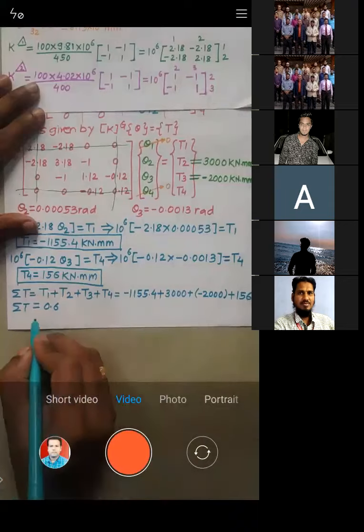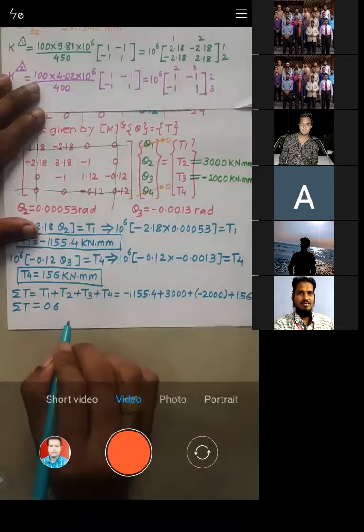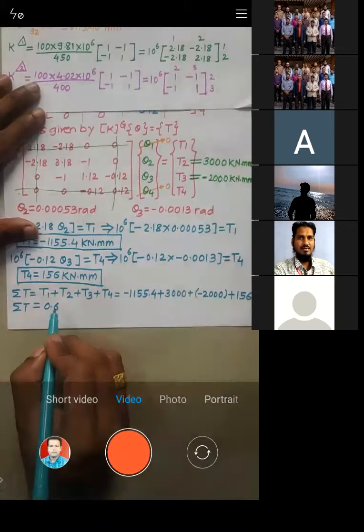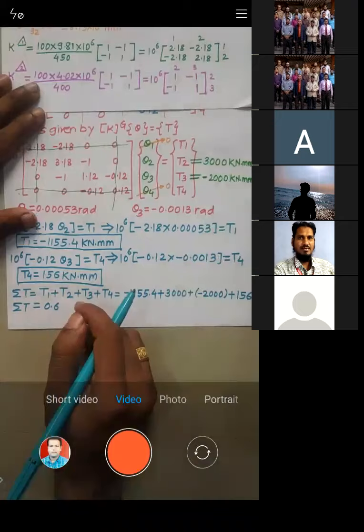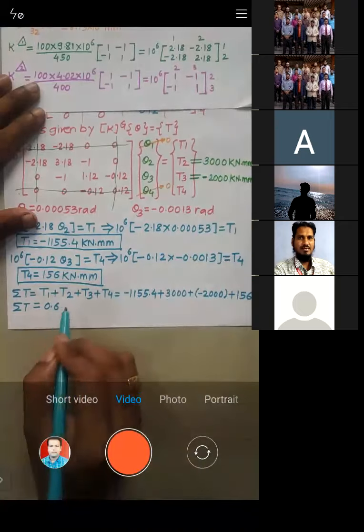Still, I will say that our answers are correct. The reason behind that is that within 3000 you are getting an error of 0.6, and that is allowed. Is that okay or not? Within 3000, you're getting an error of 0.6.